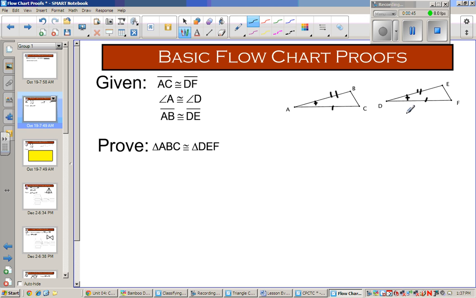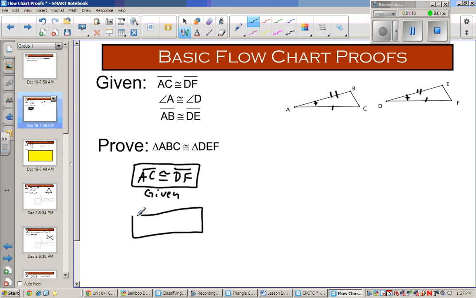So the point in flowchart proofs is to break these down and to make a proof of this. Now this is a very basic one. The first thing we do is write the first sentence. AC is congruent to DF, and that is just given. So we write the reason underneath each box. The second one, we have angle A is congruent to angle D, and that is given.